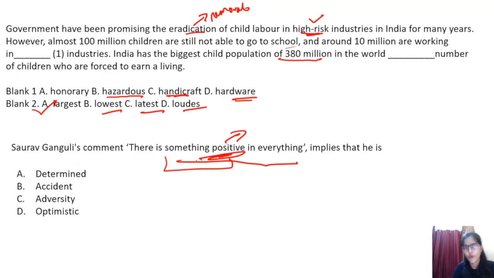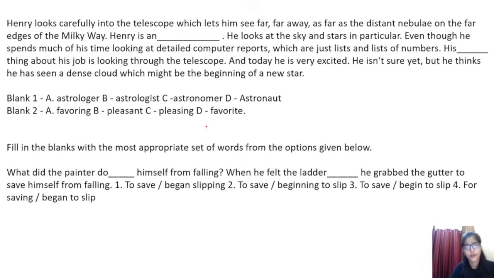So determined? No, we cannot conclude this by this statement. You don't have to directly think about the personality of Ganguly. Just think about the statement which is given. You have to derive that particular word from that given statement. Accident, no, it's totally useless. Adversity, no. Optimistic. Optimistic what? The one who is very positive in every case, right? So optimistic will be the correct word here.